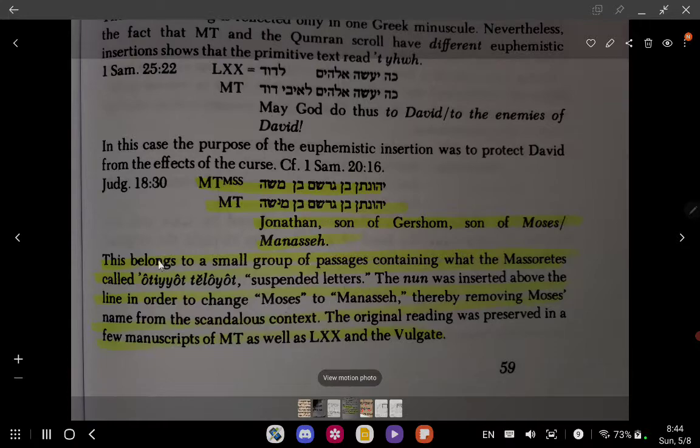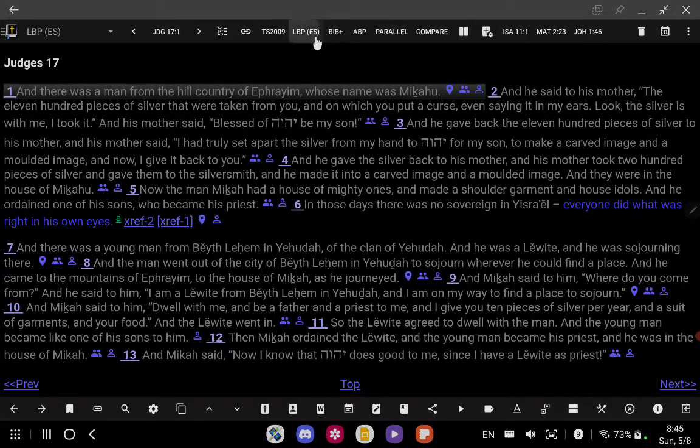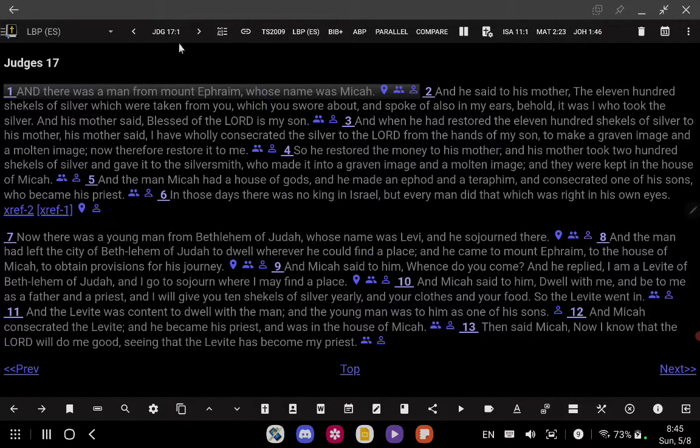And so you can read here that the author says this belongs to a small group of passages containing what the Masoretes called otiot teliot, or suspended letters. The nun was inserted above the line in order to change Moses to Manasseh, and thereby removing Moses' name from the scandalous context. Now remember what I said when I was explaining this, that this is bad. This is false god worship.